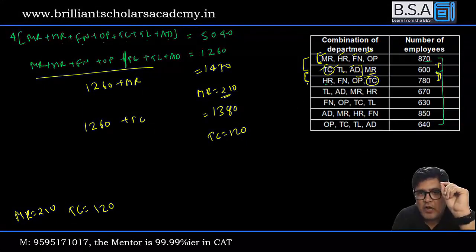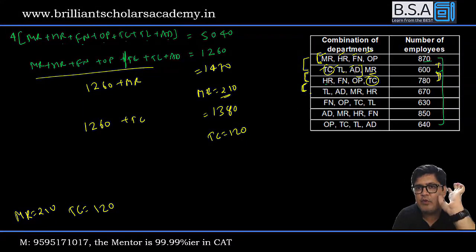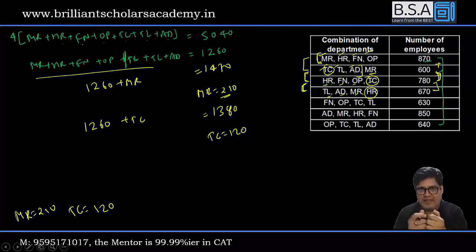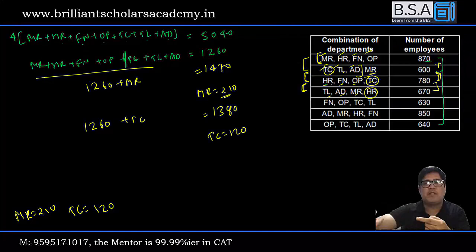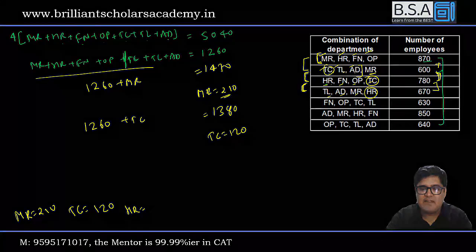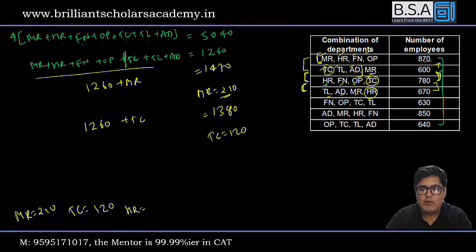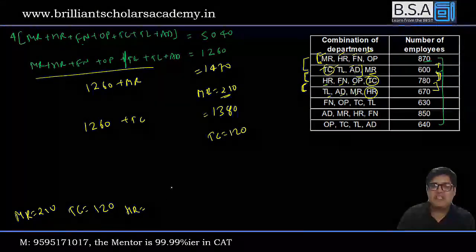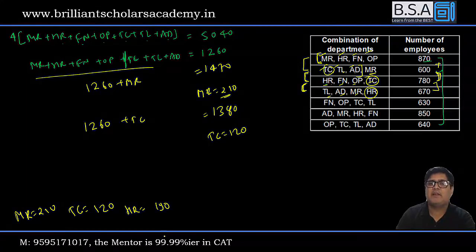Can you see what is common in the third and the fourth row? HR, FN, OP, TC, TL, AD, MR, HR is common. तो बार बार लिखना क्यों है? You add these two numbers on a calculator and subtract 1260. तो क्या मिल जाएगा आपको? HR मिल जाएगा. You add both numbers. Let me do this for you. 780 plus 670 minus 1260. So I have 190. HR is equal to 190.